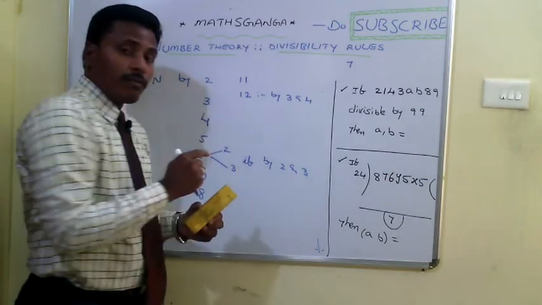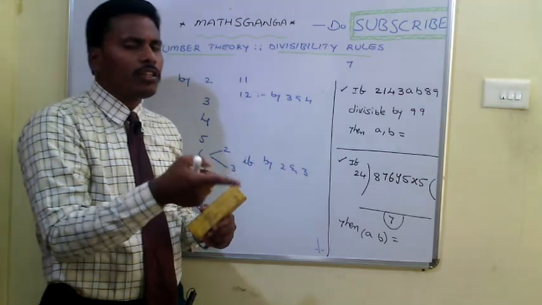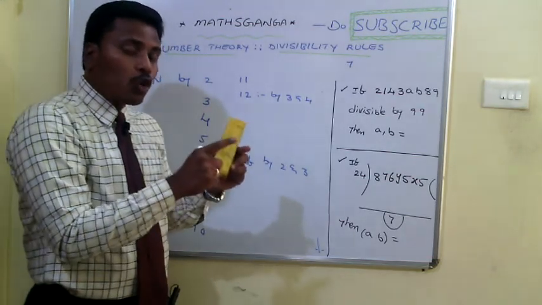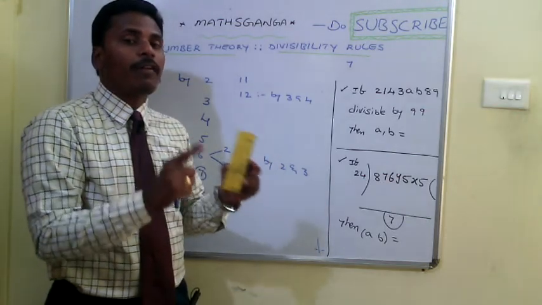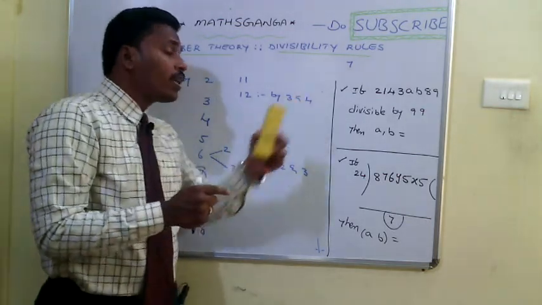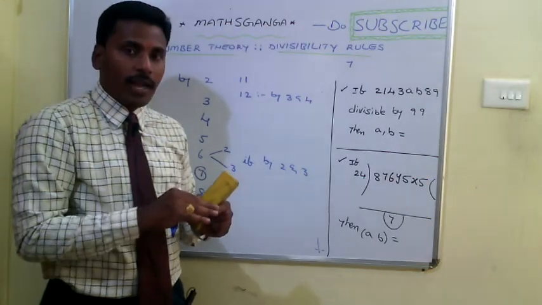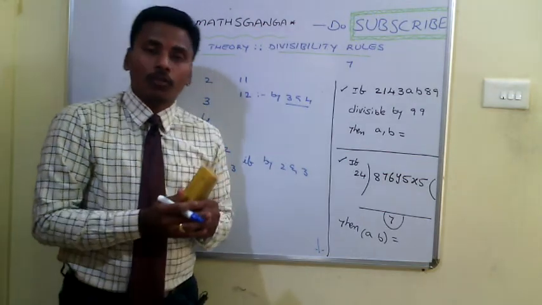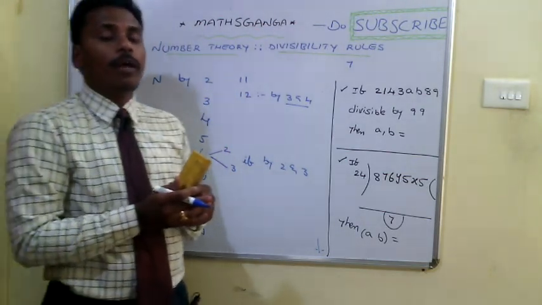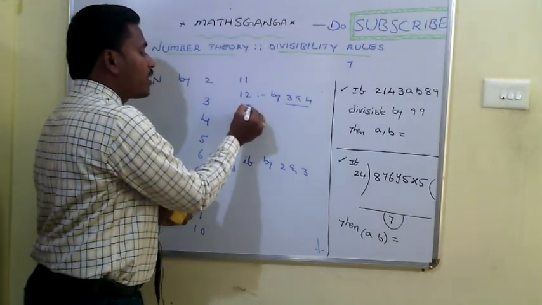See, 12 can be written as a product of two numbers such that 2 into 6 or 3 and 4 also. If you select 2 and 6, the product is 12, but 2 and 6 have common factors. Whereas if you select 3 and 4, the product is 12, but 3 and 4 don't have common factors. So we need to select such numbers. So the divisibility rule for 12 is a number is divisible by 12 if it is divisible by 3 and 4. Whereas 13 is a prime.